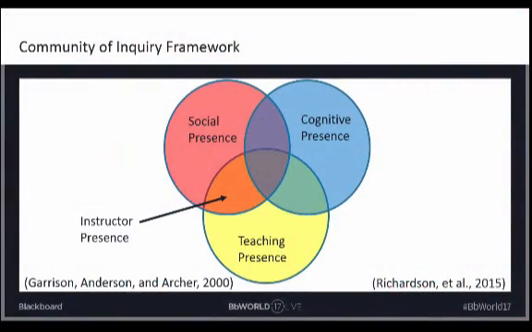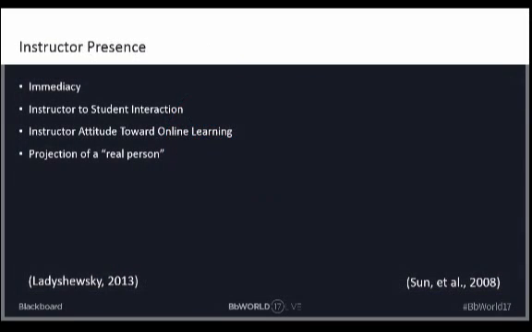What I'm going to talk about today is the overlap between the social presence and teaching presence. It's knowing how to present your content, knowing about your content, knowing about the design, but it's also adding those social aspects so that your students feel connected and feel like you are a real person, and not like the video where it's a content dump, sometime later somebody grades something, and that's the only interaction you ever have with the instructor. So the research says here are 4 of the main points of instructor presence: immediacy, instructor to student interaction, the instructor's attitude towards online learning, and this projection of a real person.